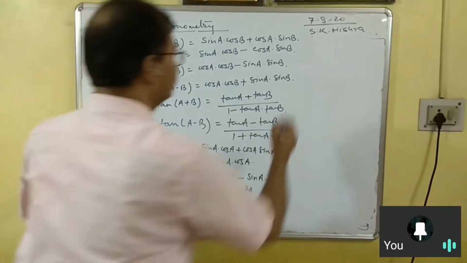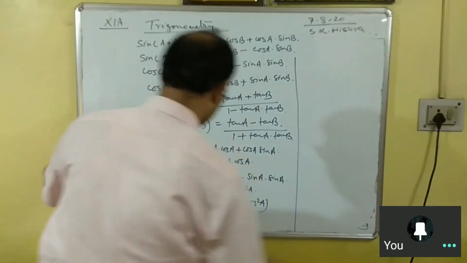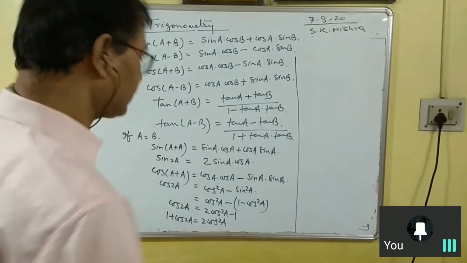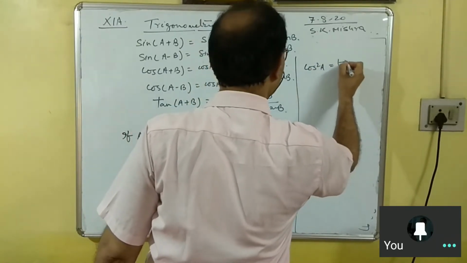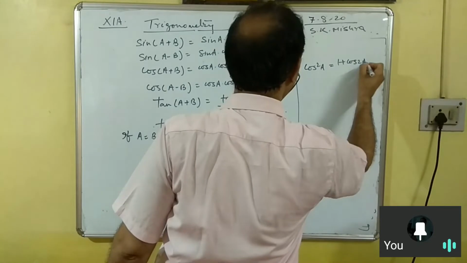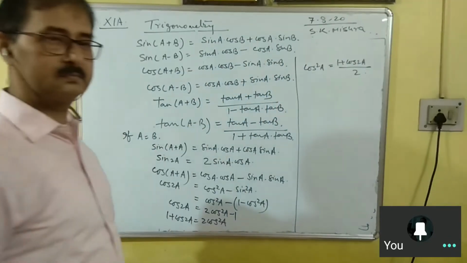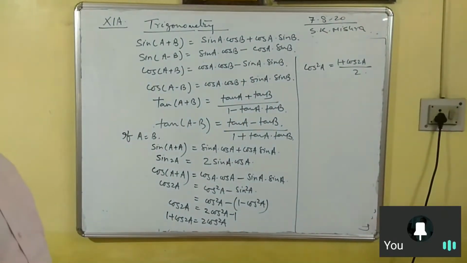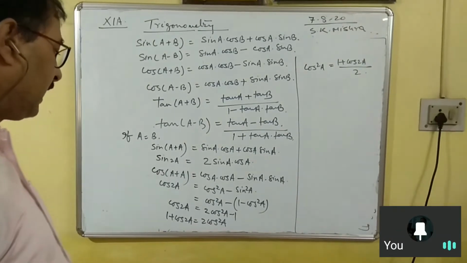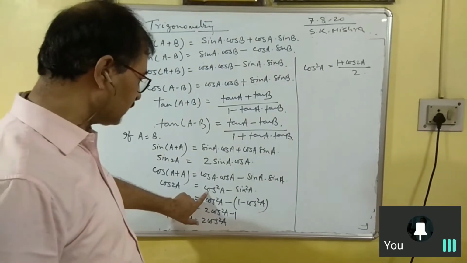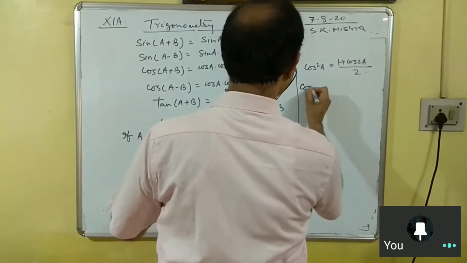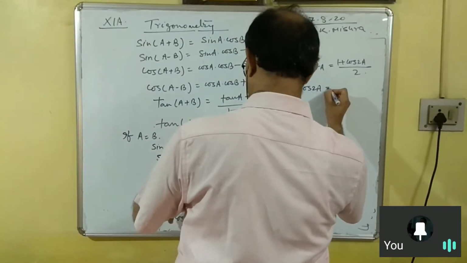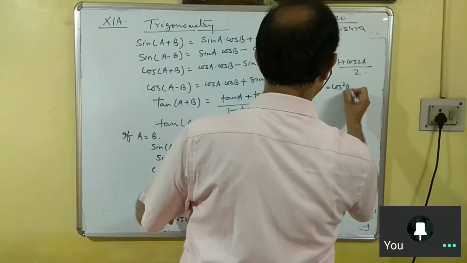Then what is cos square A? Simply, cos square A is 1 plus cos 2A divided by 2. Now you can change this one also. Again we are writing cos 2A is equal to cos square A minus sin square A.